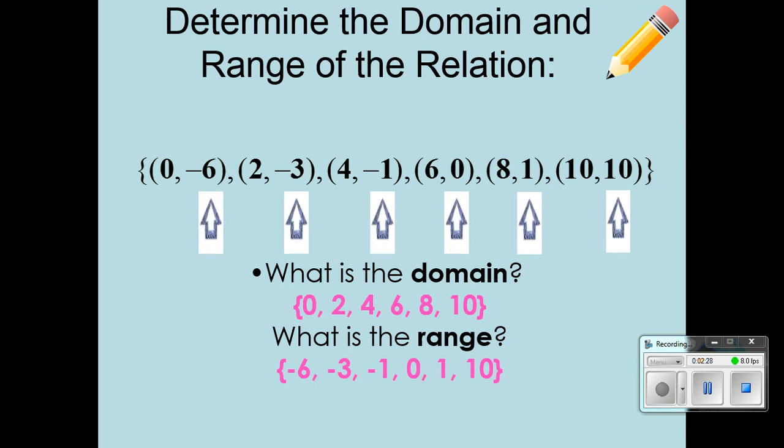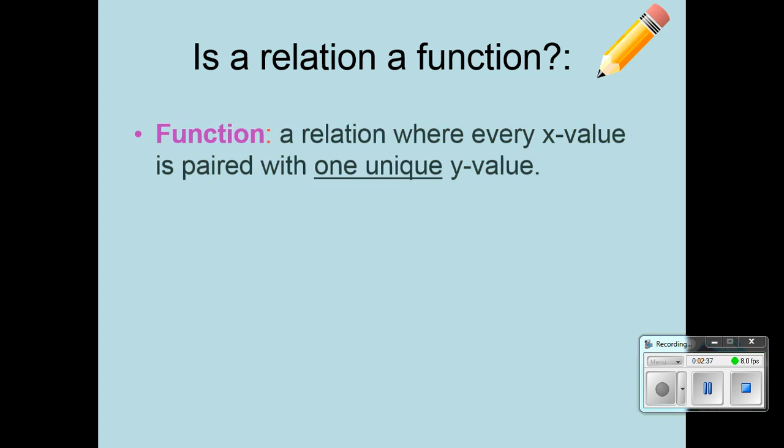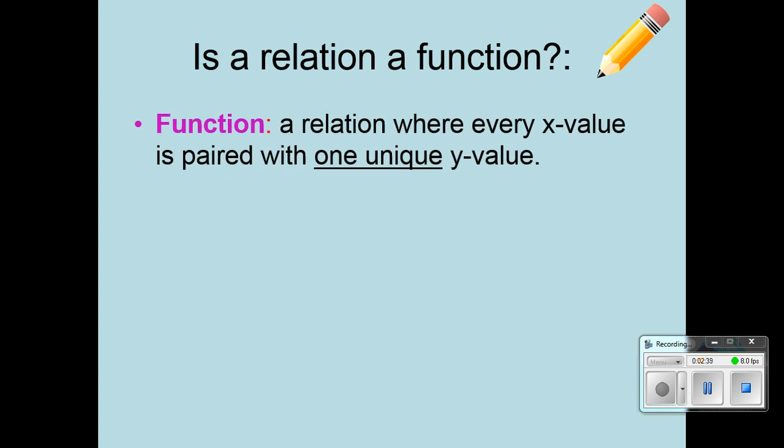Now, the next thing we need to talk about is what is a function and how is a relation a function. So we know a relation is a set of ordered pairs, but now what makes a relation a function? Well, a function is a relation where every x value is paired with one unique y value. So every x can only have one y.